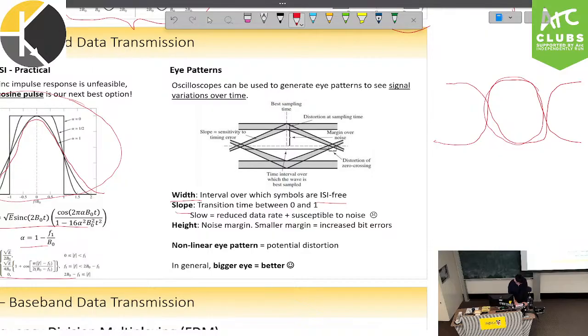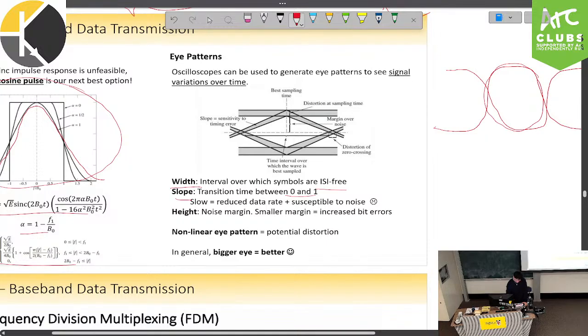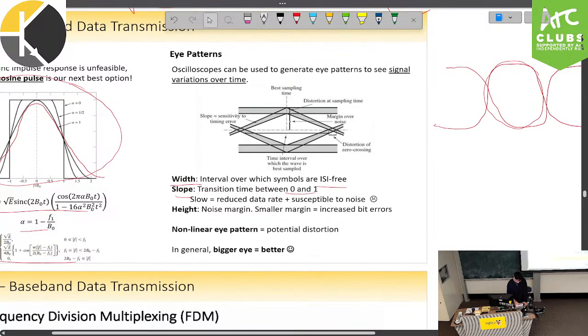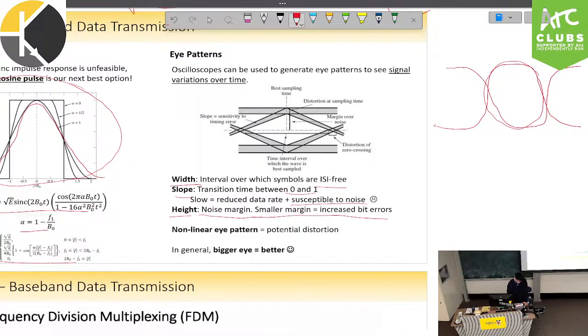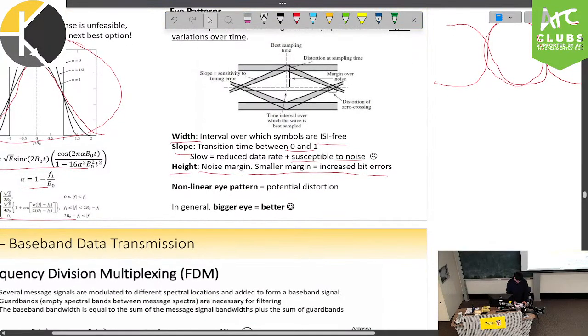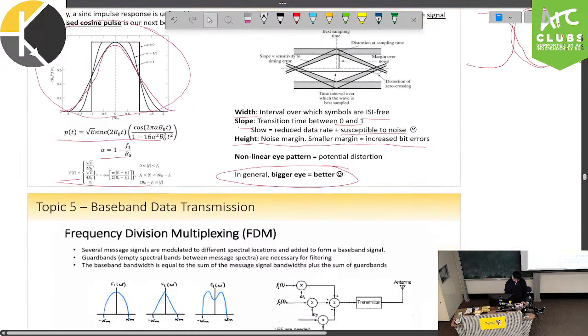The slope corresponds to how fast we are transitioning. Obviously we want a higher transition time to become less susceptible to noise. And the height of this eye refers to the noise margin, which is how tolerant we are to noise being introduced to the system. So in general, the bigger the eye, the better.